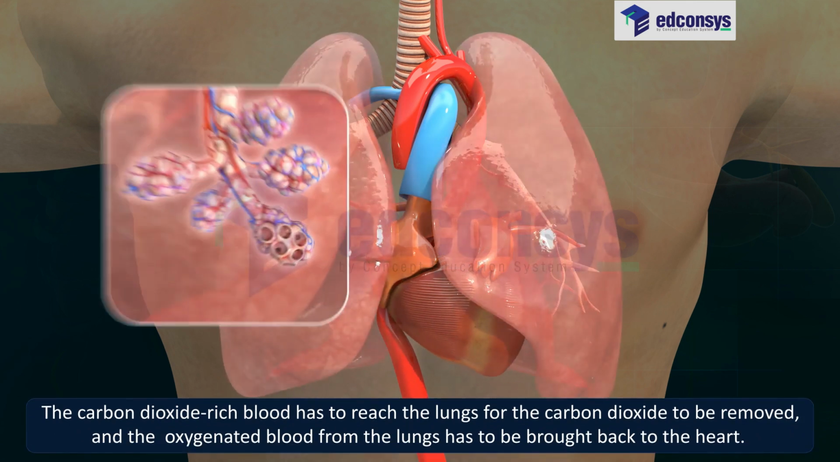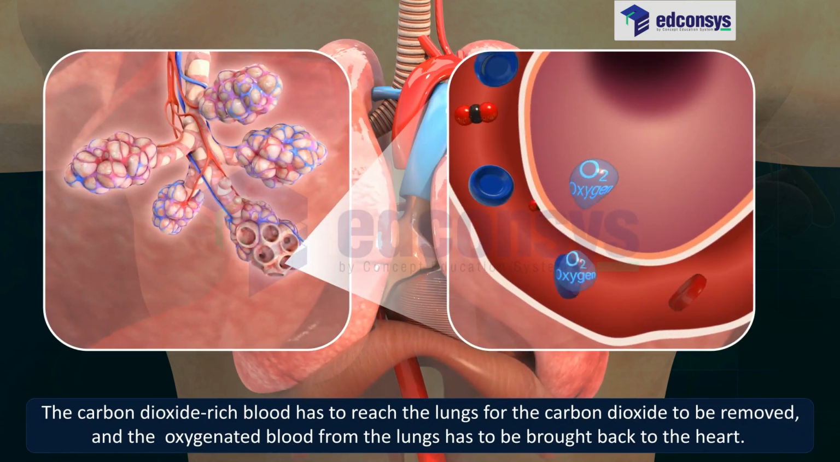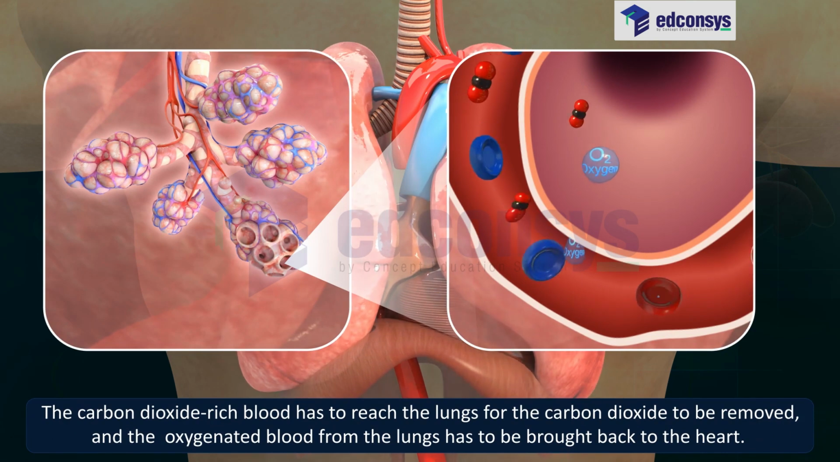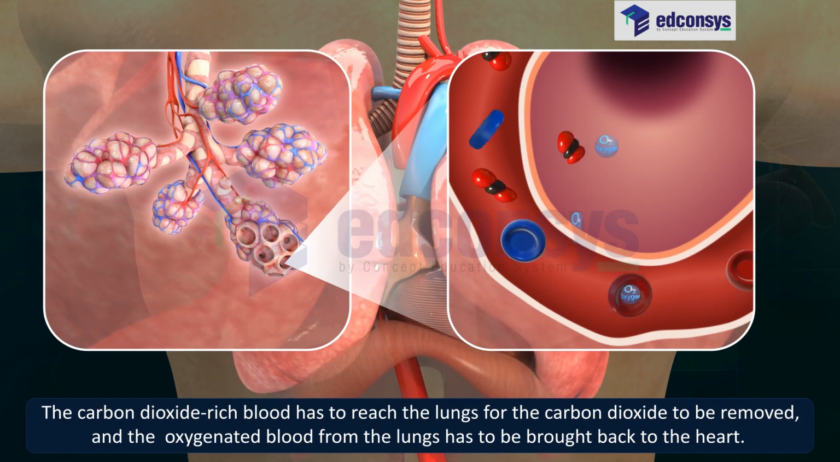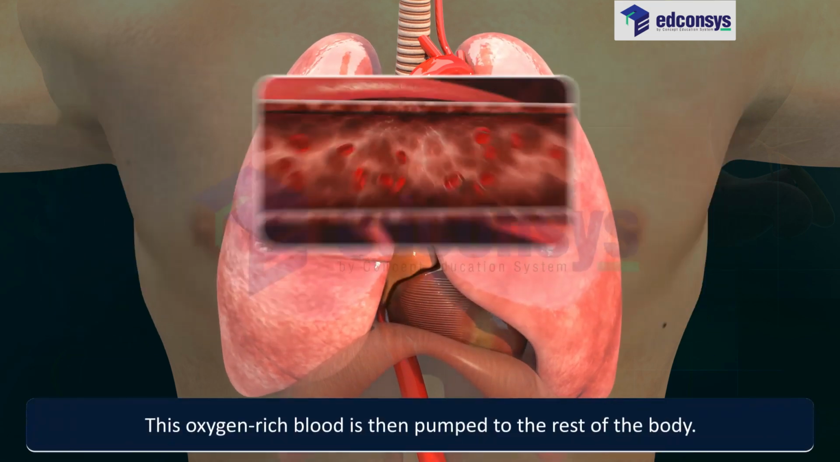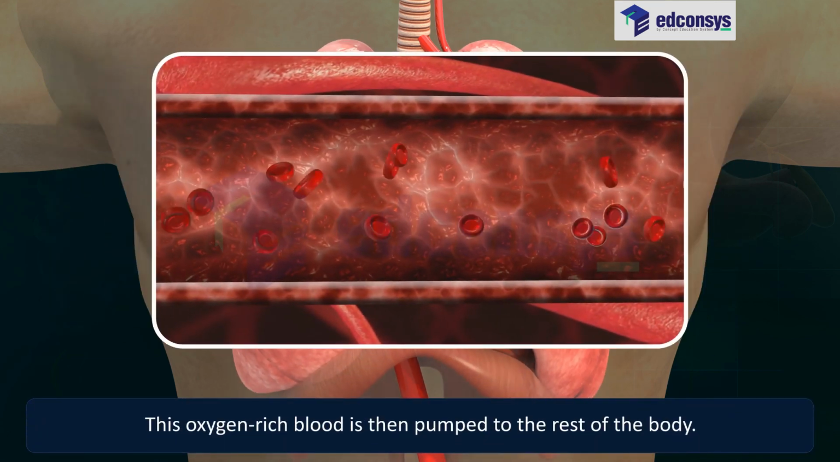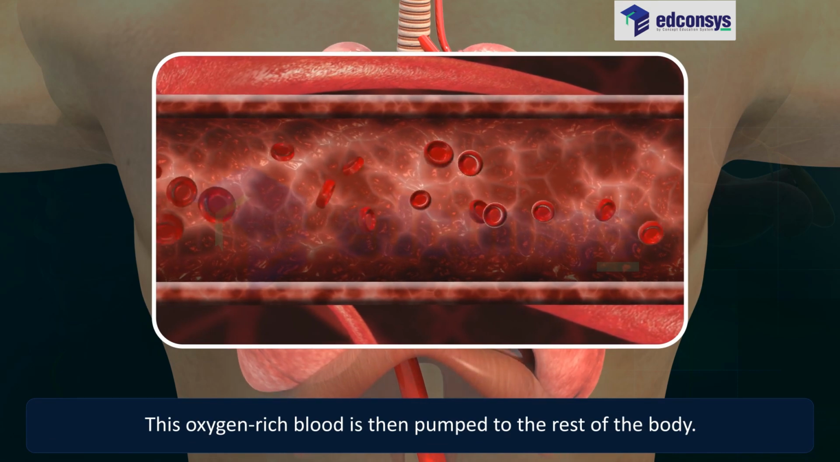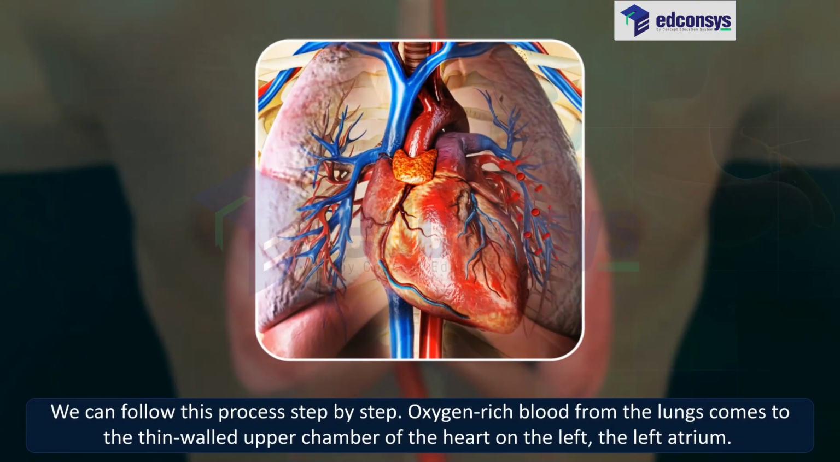The carbon dioxide-rich blood has to reach the lungs for the carbon dioxide to be removed, and the oxygenated blood from the lungs has to be brought back to the heart. This oxygen-rich blood is then pumped to the rest of the body. We can follow this process step by step.